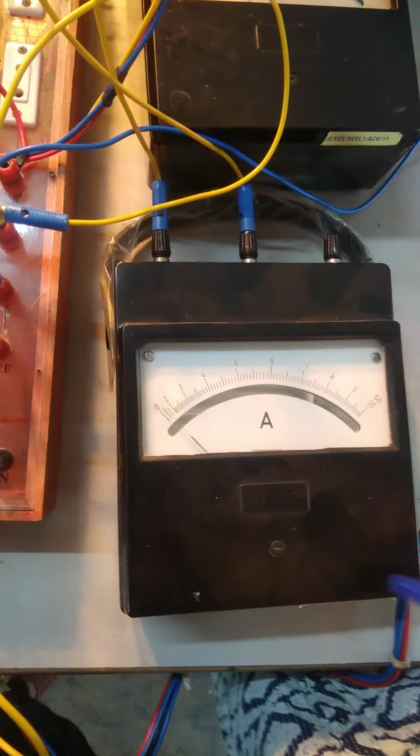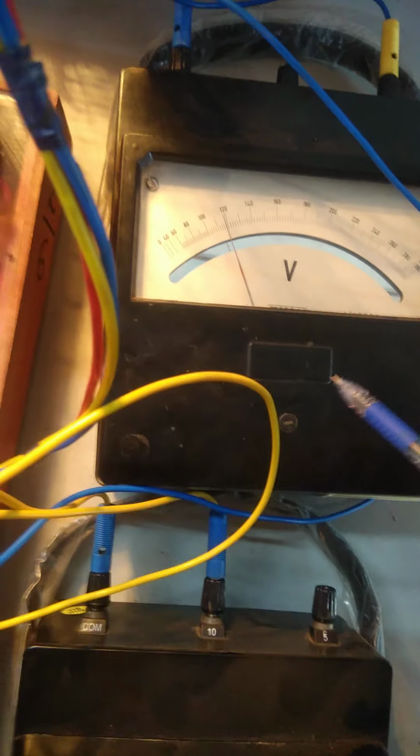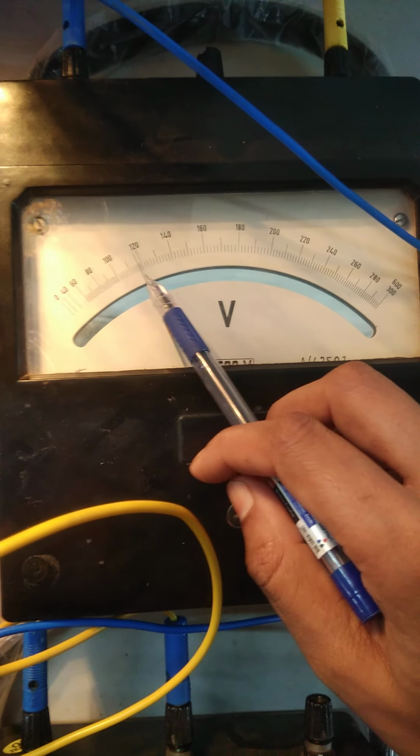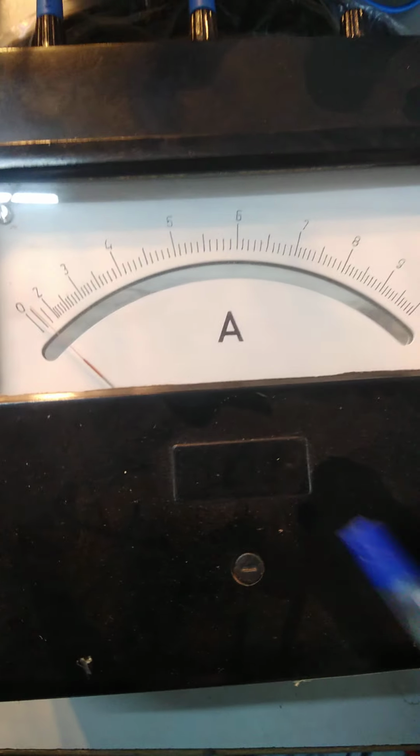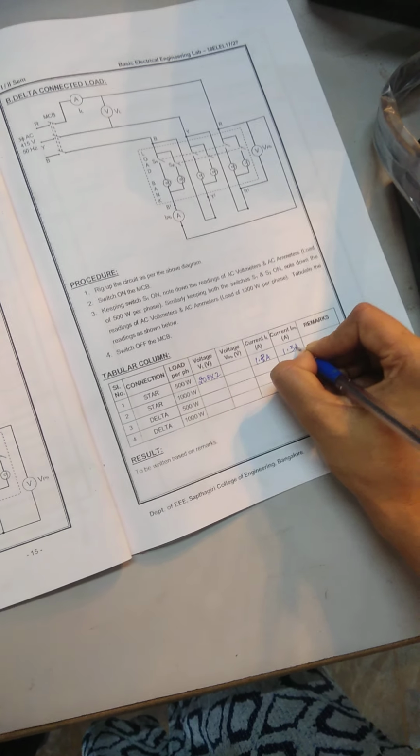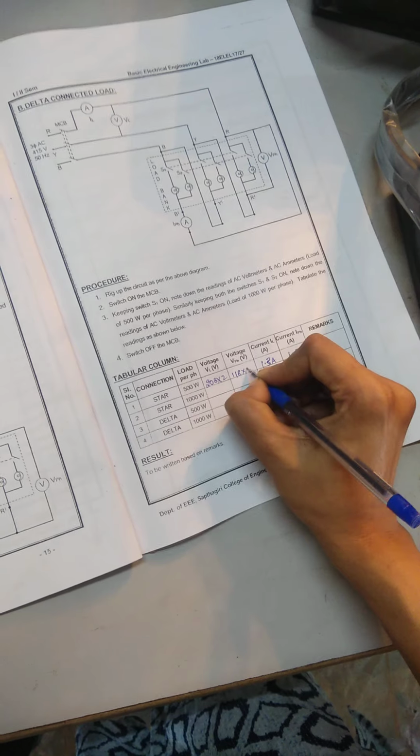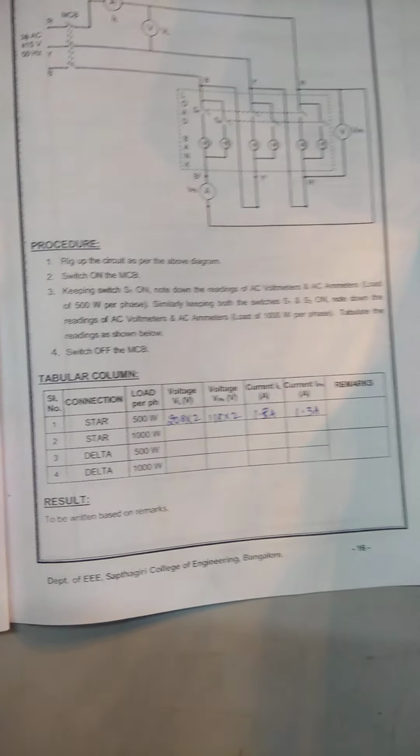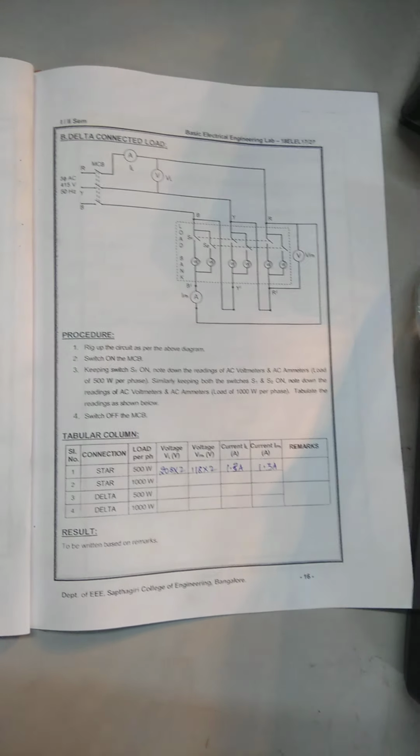So now the phase voltage and phase current we need to measure. Phase voltage is around 118 and phase current is around 1.5. Now we'll calculate the readings.